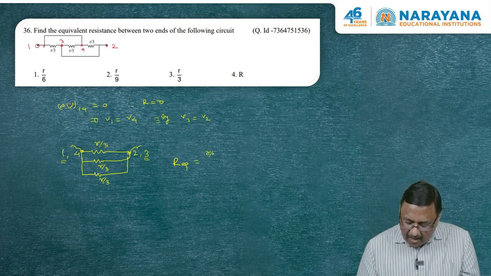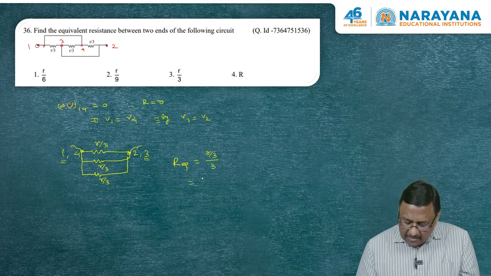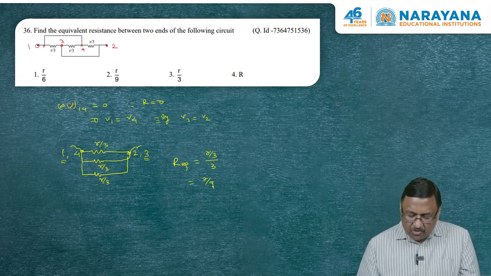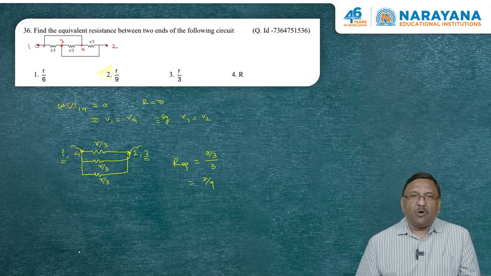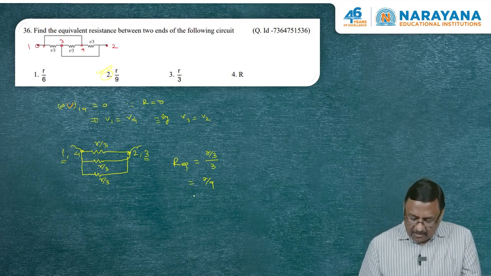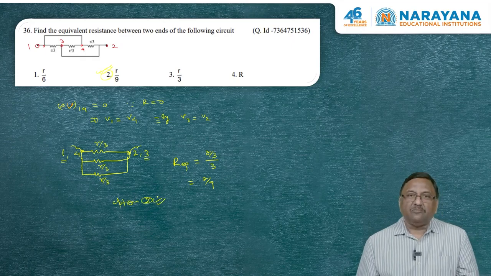It is going to be R by 3 divided by 3, because all three resistances are going to be equal. So what is my answer? It is going to be R by 9. So I'm not giving so much emphasis. It's very simple. So you can say yes, option number 2 is the right option for this question number 36. So your option 2 is the right answer for this question.